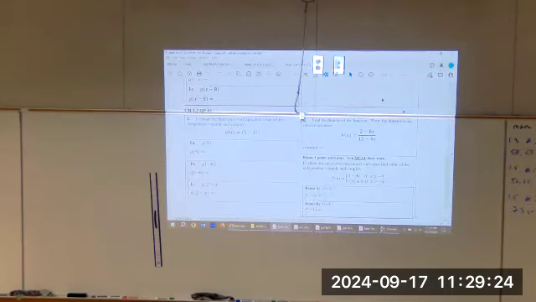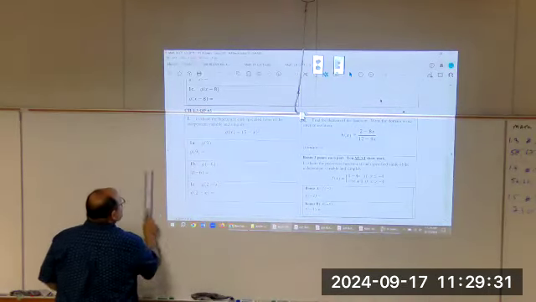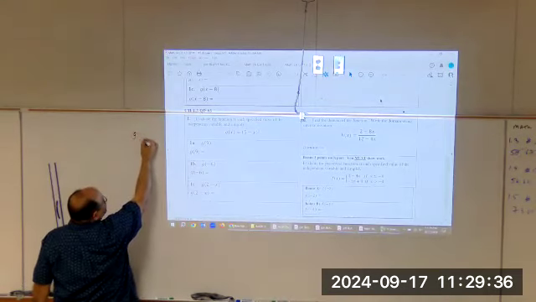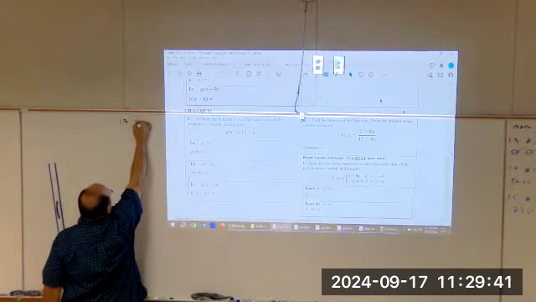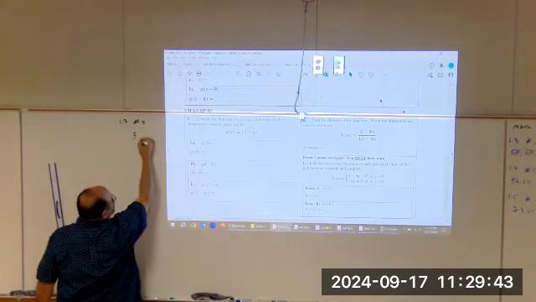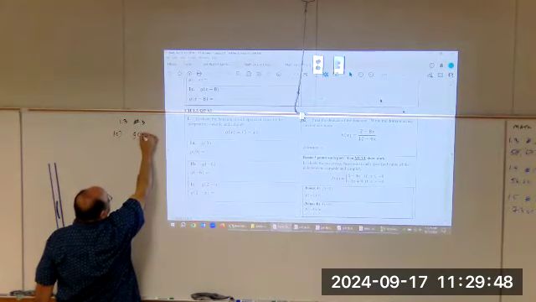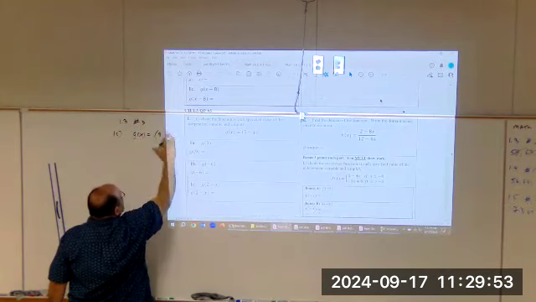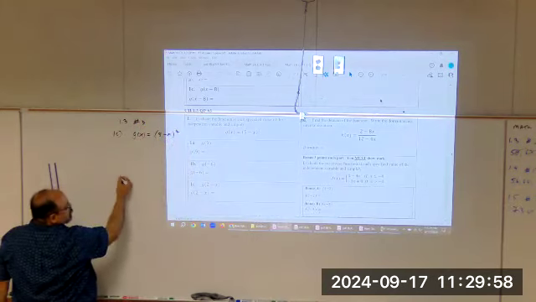One C. So number one, C, we have g of x. Let me see if I understand your question. So 1.3, number 3, quiz prep number 3. So 1C. g of x is parentheses 5 minus x squared. And we're going to do g of 2 minus x.